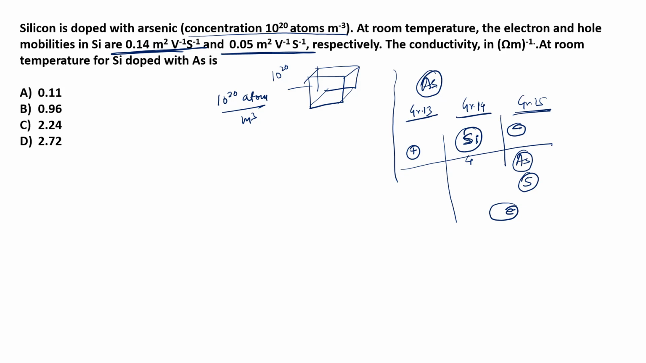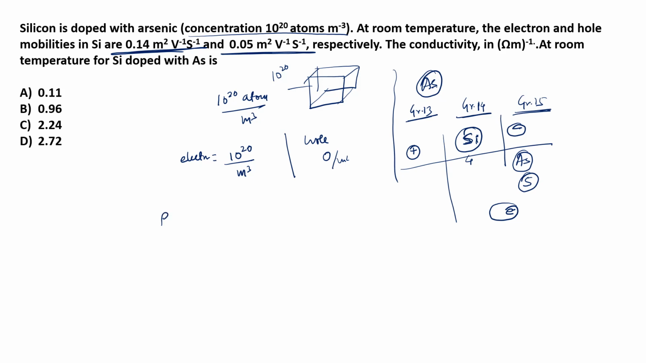In this case we will have only electrons, because the addition of arsenic is given and no more information is given about whether the silicon itself contains some holes or not. Since there is no information, we can take it as 0. So the concentration of electrons will be 10 power 20 per meter cube, and for holes it will be 0 per meter cube.